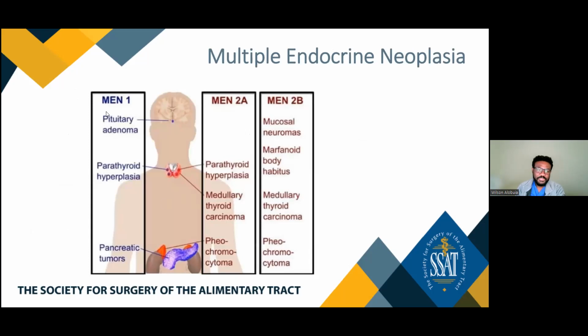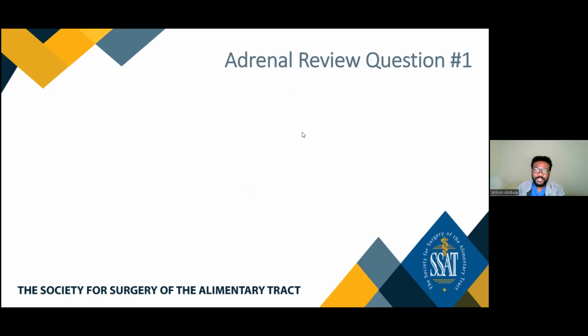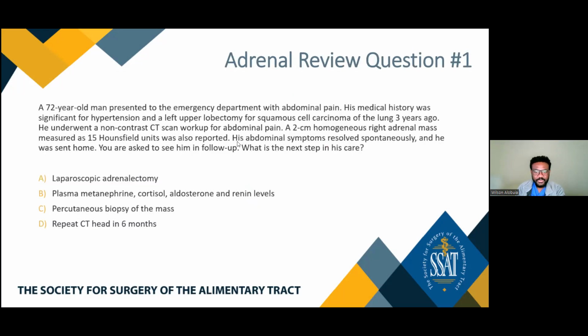For MEN syndromes, remember MEN1 is the 3 Ps: pituitary, parathyroid, and pancreas. MEN2A and 2B is when you start seeing pheochromocytomas and medullary thyroid cancer. All right, so I'm going to do one question here, and then we'll move on from adrenal. A 72-year-old gentleman who has a 2 centimeter homogeneous right adrenal mass. He was treated and sent home and then referred to you as an outpatient. The question just says, what do you do next? This question really just hints at making sure that you rule out any functionality of this tumor before you take him to the operating room.